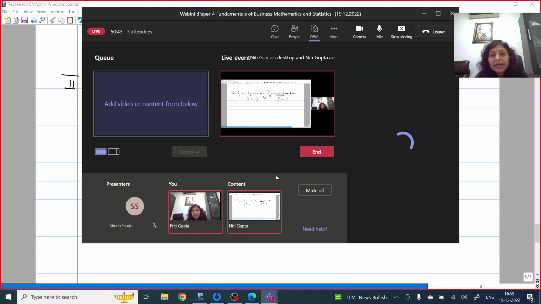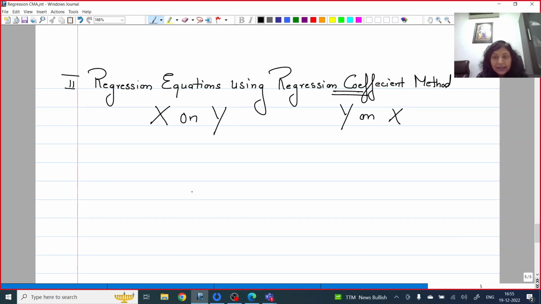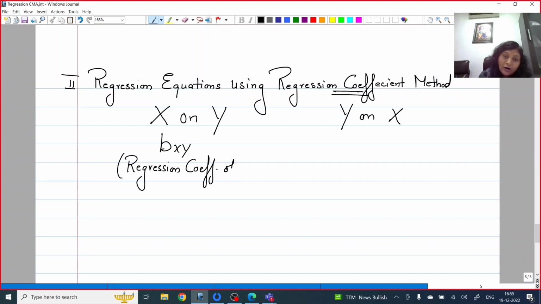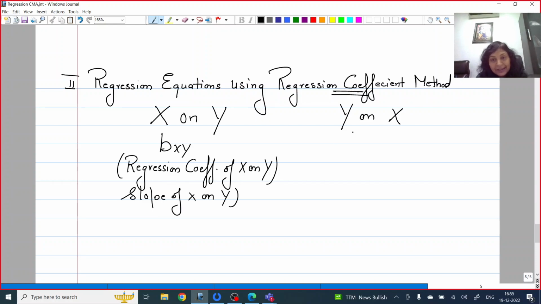We have two regression coefficients. One is bxy and another is byx. So what is this bxy and byx? Bxy is regression coefficient of x on y. We can say this is also called slope of x on y. And y on x, the regression coefficient for y on x is byx. So this is regression coefficient of y on x.